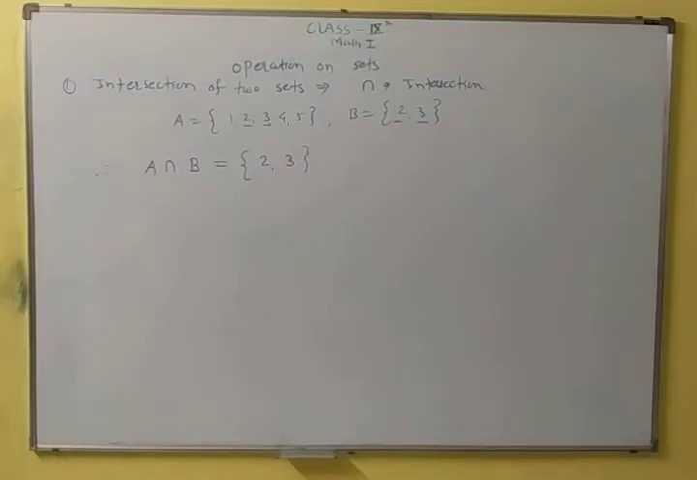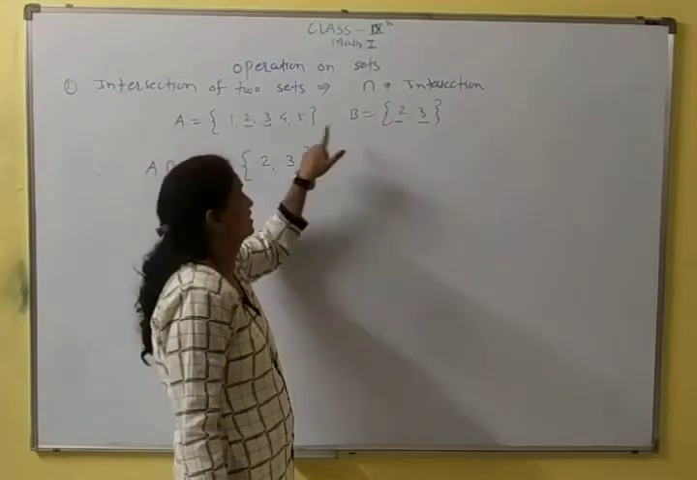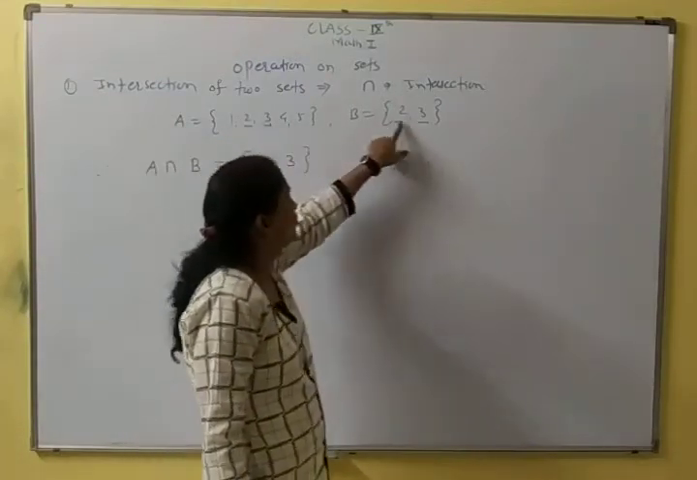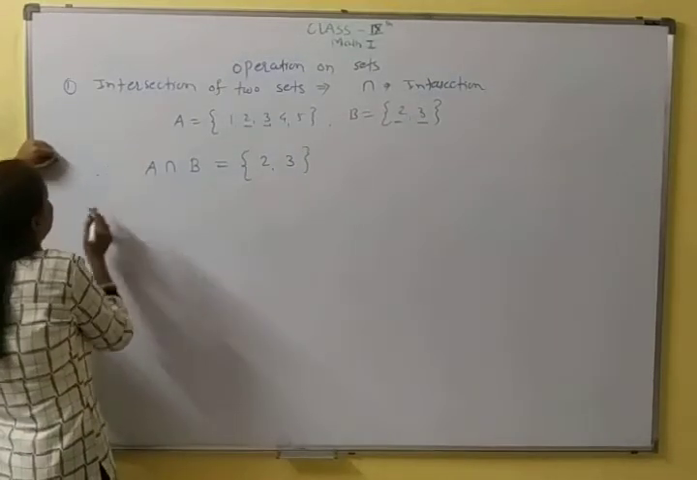The definition of intersection of two sets is given on page number 11. Suppose A and B are two sets. The set of all common elements of A and B is called the intersection of sets A and B. It is denoted as A intersection B. Intersection means the common elements of both the sets. Here 2 and 3 are the common elements of the two sets. Therefore A intersection B equal to 2, 3.